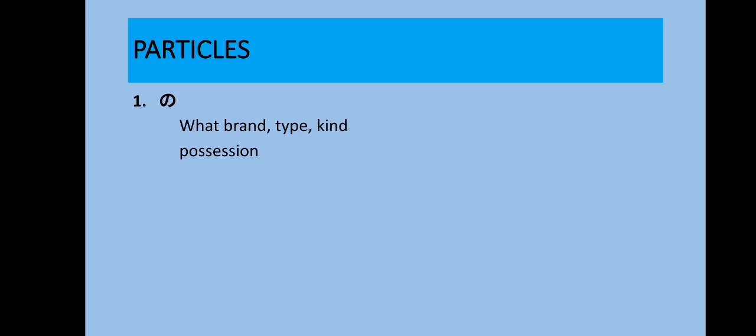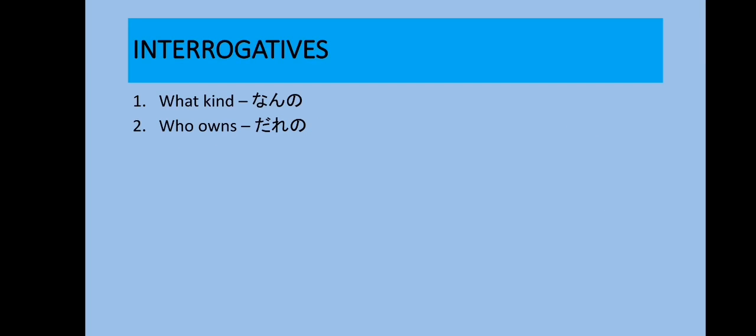So, we have a summary. So, no, aside from ownership, yung sa lesson number 1 natin, laging tatandaan, noun 1 is bigger than noun 2. But for this lesson, noun 1 is not necessarily bigger than noun 2, pero noun 2 is about noun 1. So, what kind? Nan no? Who owns? Dare no?